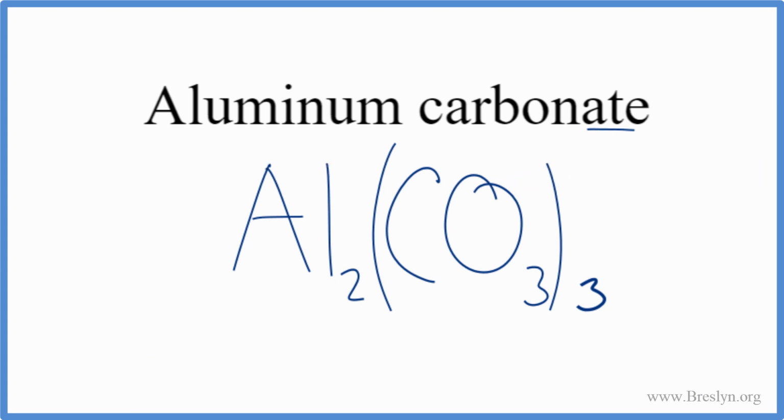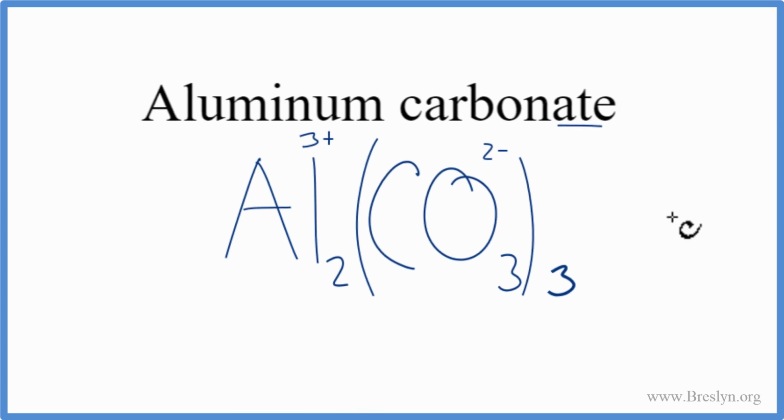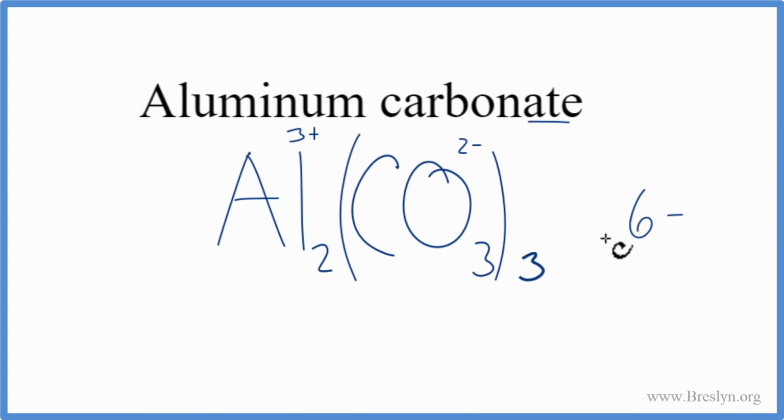But let's check our work, make sure we got this right. We said aluminum, that was 3+, and the carbonate ion was 2-. So we have 3 of these carbonate ions, and each one's 2-. 3 times 2-, that's 6- for the ionic charge on the carbonates here. Aluminum, we have 2 of them, each one's 3+. 2 times 3+ is 6+. So 6+ and 6-, they cancel out, give us a net charge of 0. So this is the correct formula for aluminum carbonate.